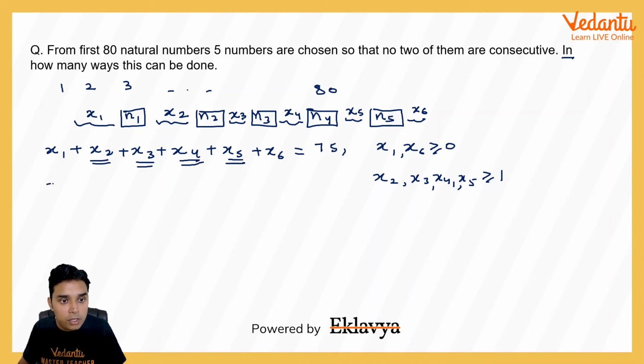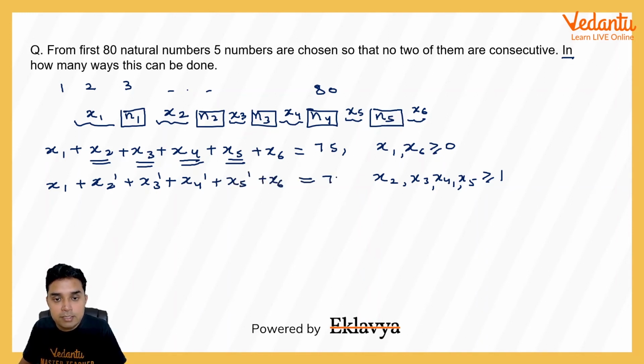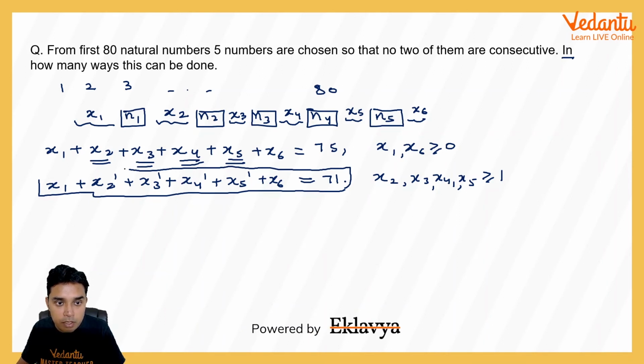So our new equation can be written as x1 plus x2 dash plus x3 dash plus x4 dash plus x5 dash plus x6 is equal to, I think, 71. We have given 1 coin to each of these 4 beggars, so that now we are not constrained or forced to give one or more coins to some given beggar. So I think this equation will be solved exactly by the beggar coin method, and there are 6 beggars, so the answer will be 71 plus 6 minus 1, so I think 76C5 is the answer.